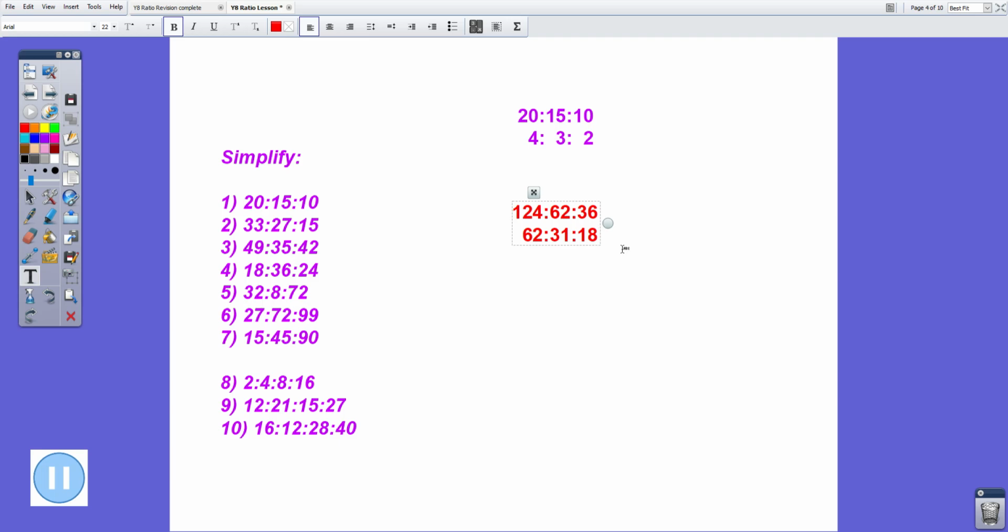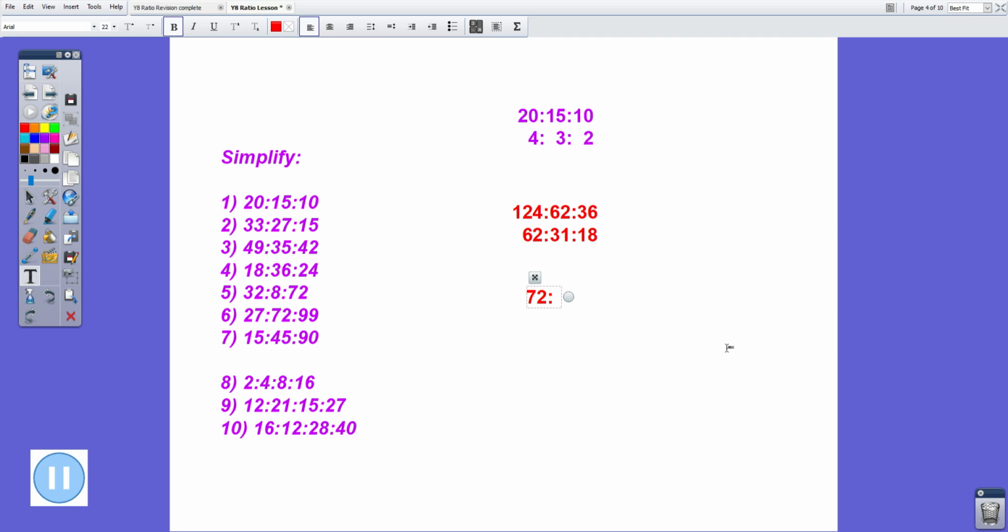Now, if you know your prime numbers, you will know that 31 is prime and only has 1 and 31 as a factor. 31 doesn't go into 18, so we cannot simplify this ratio any further. But sometimes the ratios can be simplified further.